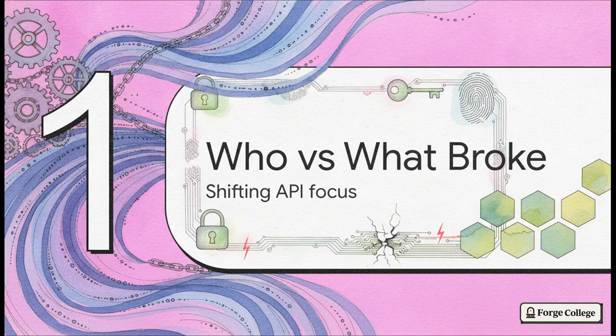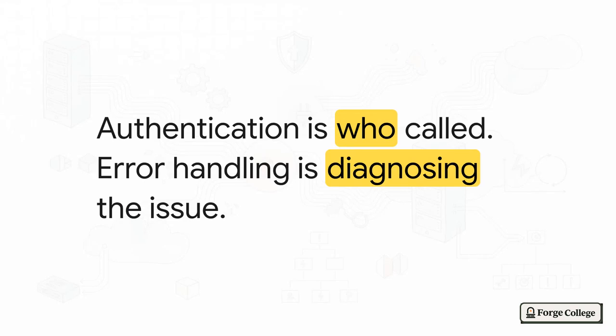All right, part one, from who to what broke. We are officially shifting focus in our API architecture. Now, as we transition away from our last lesson on ENS concepts for contract integration, we kind of need to do a complete mindset reset. If authentication is the system telling us exactly who is submitting the blueprint, today's focus is totally different. We're diagnosing what broke inside the actual machinery.